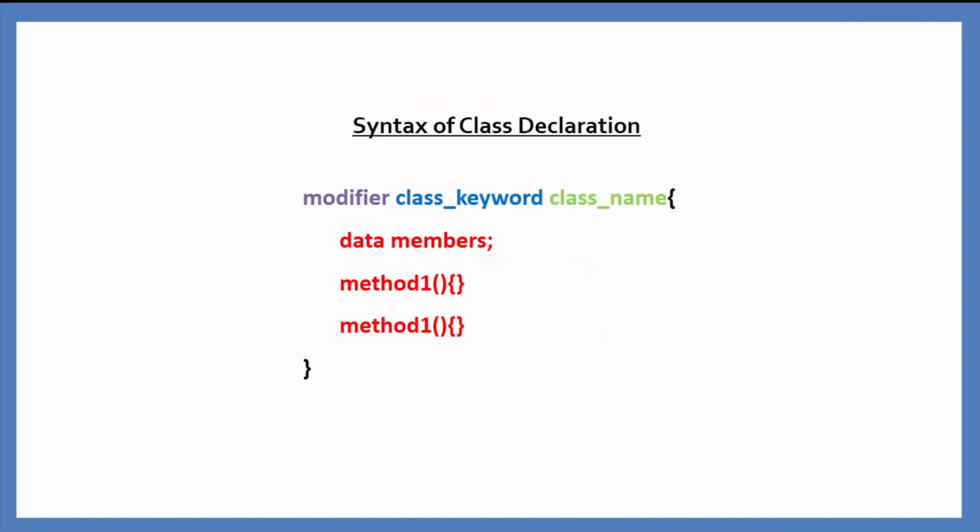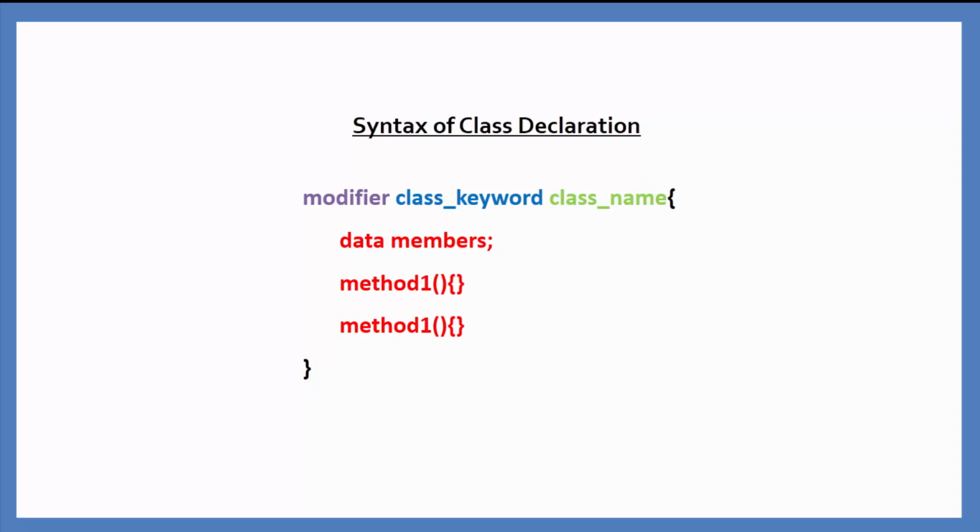Let's take a look at the syntax of creating a class. Here, modifier is the access modifier which defines the availability of this class. Then the class keyword is used to create a class, followed by a class name. You can give any name to your class according to the rules of identifiers, but it should follow the naming convention rules of Java. Then this opening curly brace shows the beginning of the class definition. These data members are the member variables of the class, and these methods will be used to define the behavior of the class. Then finally, the closing brace shows the end of the class definition.